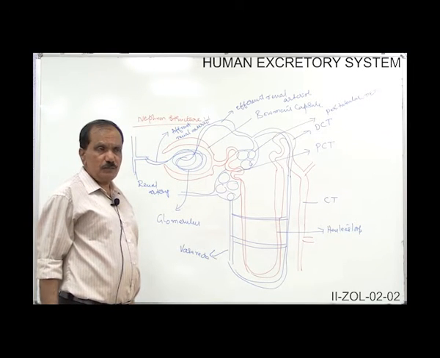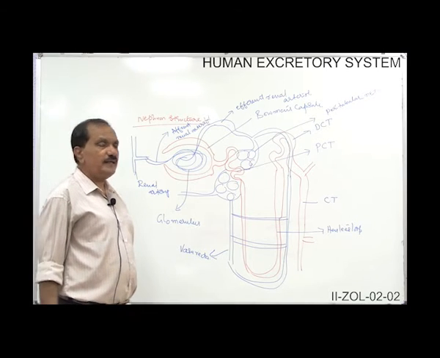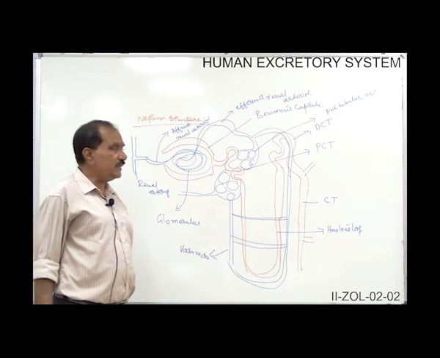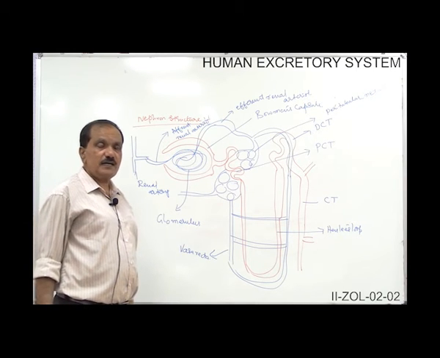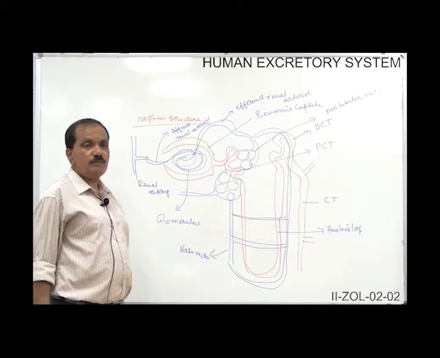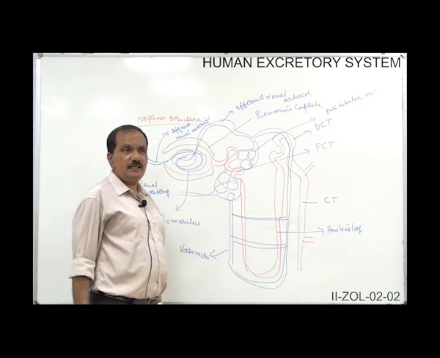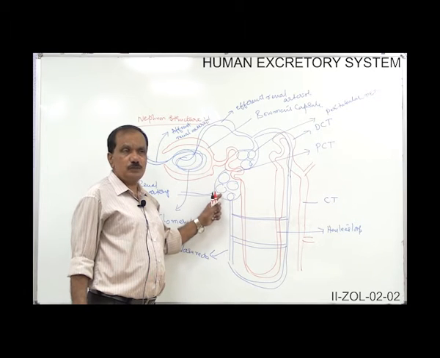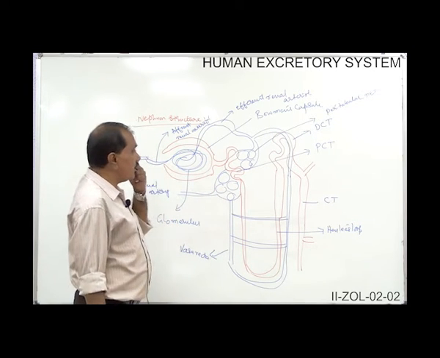But the collecting tubule will form the initial collecting tubule and the final collecting tubule will be there, because many of the nephrons are interconnected with the collecting tubules, and all the collecting tubules are joining together in the pyramid, that is the renal pyramid, and they will open out with the common collecting tubule, and they pass the urine into the pelvis of kidney.